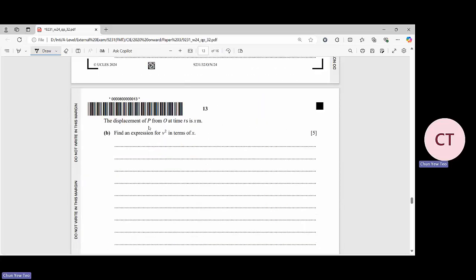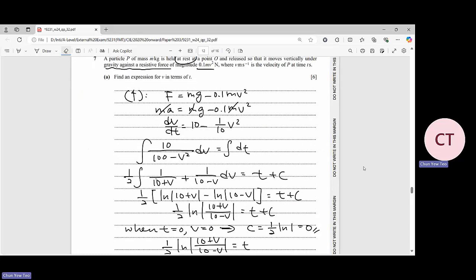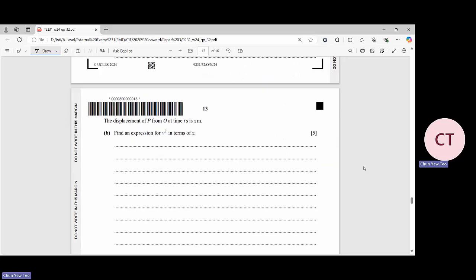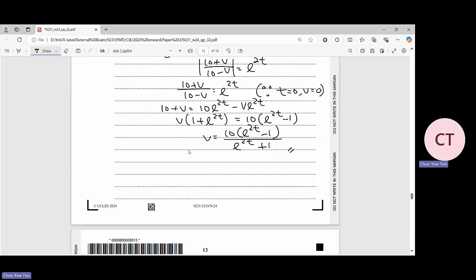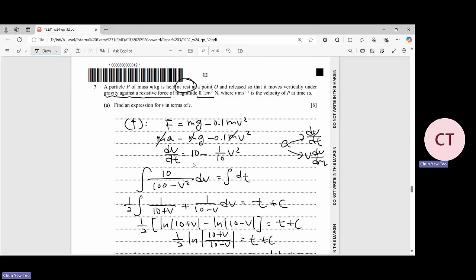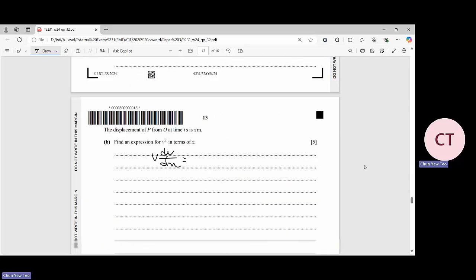Then now we move on again. Now they want you to find the displacement. Oh, sorry, they want you to express v squared in terms of x. Okay, so they are talking about displacement already. So remember just now I mentioned that when you are having a, you have two options. a can be dv/dt, a also can be v dv/dx. So now for question B, we need to change our a to become v dv/dx. Straight away copy from the relationship here. Just make the a become v dv/dx.